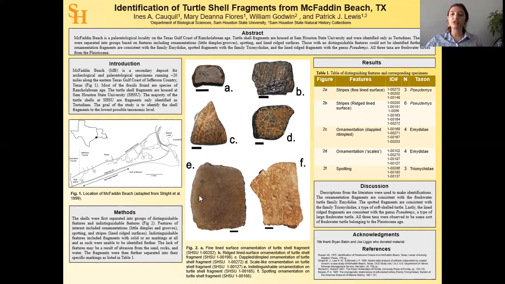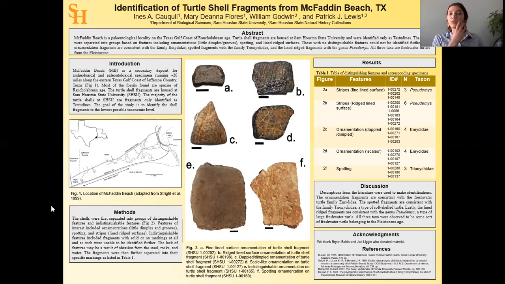This is most likely due to the abrasions found on McFaddin Beach, which include water, rocks, or maybe some sand as well. And this was also a very large majority of the samples. A large majority of the 100 samples were found to be indistinguishable sample pieces.